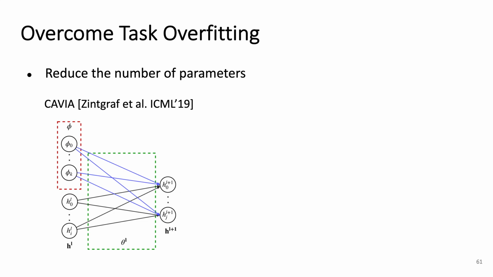One way to do this is the work in ICML 19, where they introduce extra parameters phi. Here we have some parameters and some representations, with theta as parameters, and we increase some representation nodes to get the next level representation, and we only update the parameters correlated with phi, so it can significantly reduce the number of parameters for the inner loop. So it will improve the generalization ability.